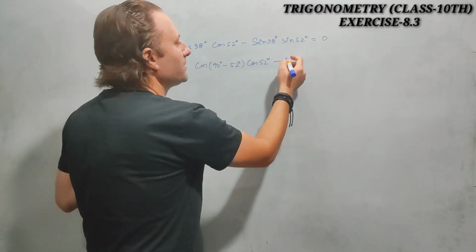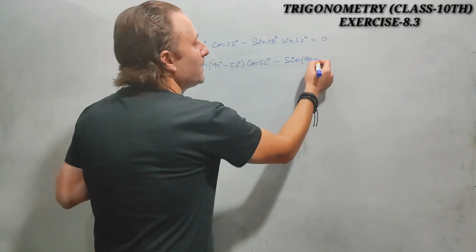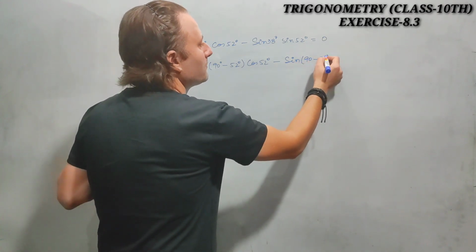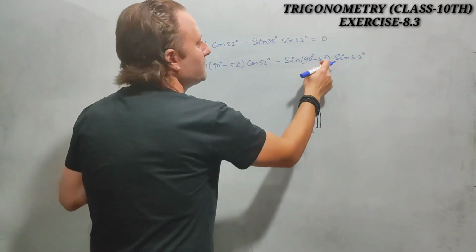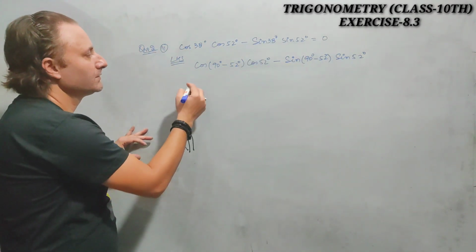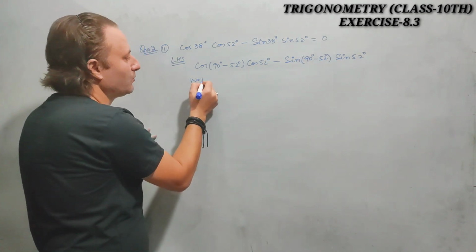Here also let me change one of them. It is sine 90 minus 52. And then sine 52. 90 minus 52, 38. Okay. Now we have cos and sine. These are the two formulas we are going to use.